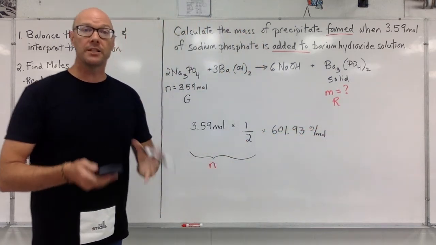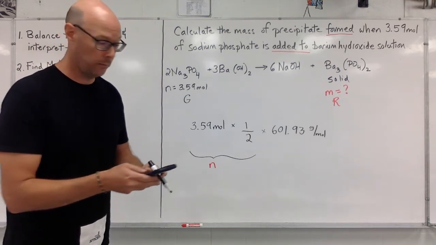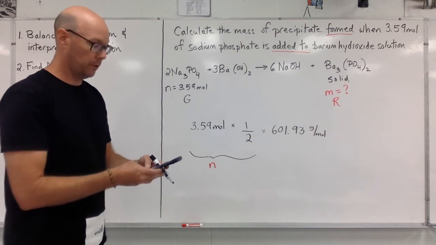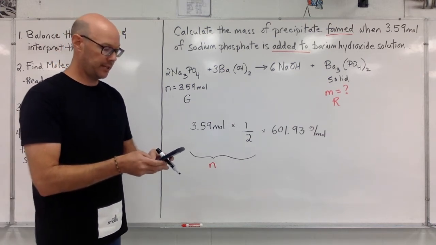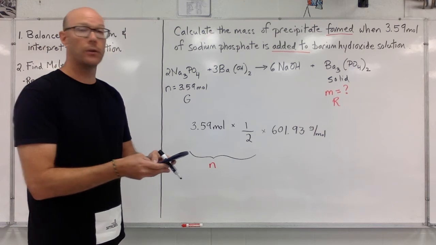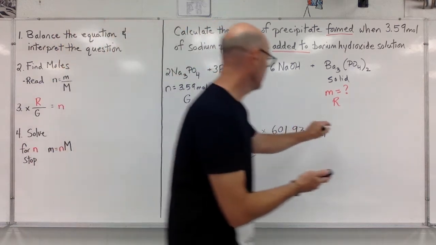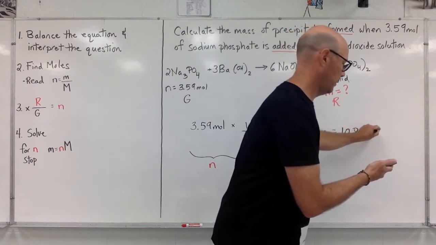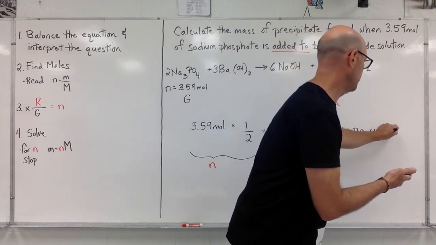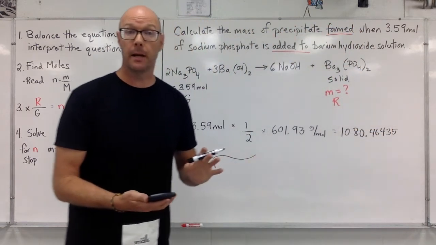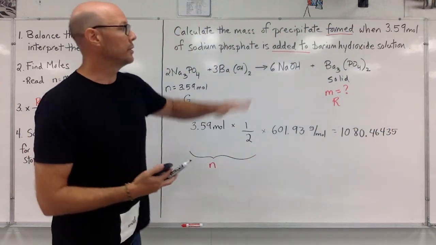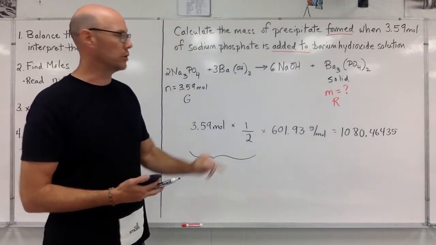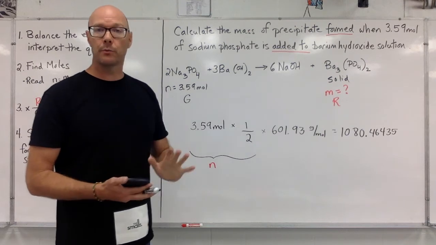So we have lots of calculations to work through. Here we go. 3.59 times 1 over 2 times 601.93. That equals 1,080.46435. Pretty big number. We need to round it off to 3 significant digits because we have those 3 digits in the one number in the question. 1,080, round it off to 3 significant digits.